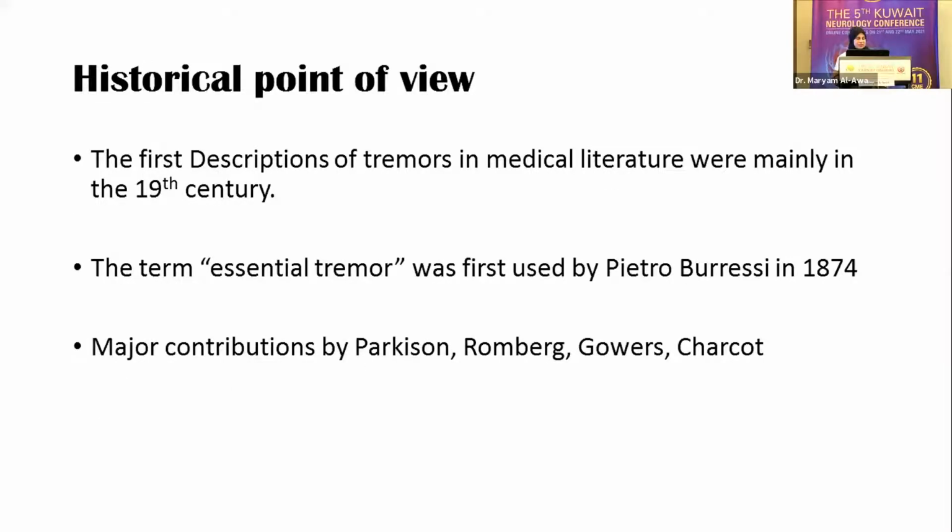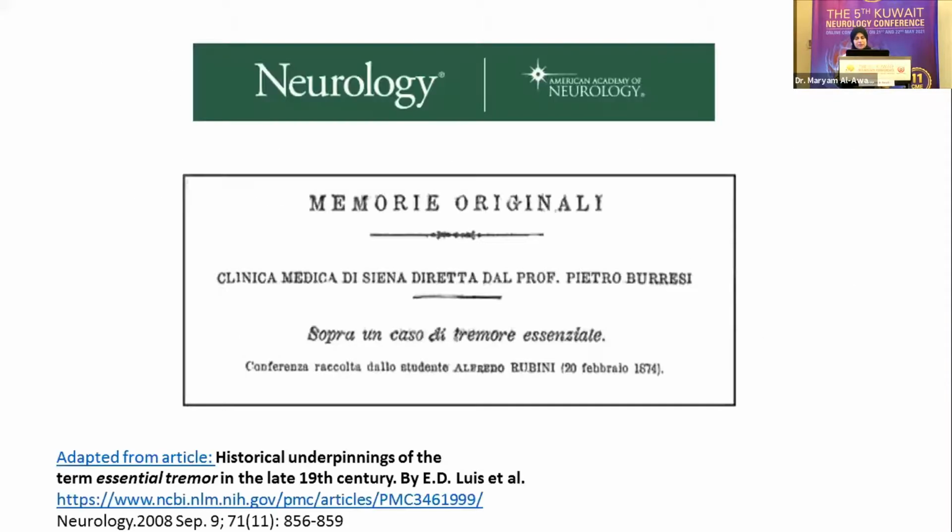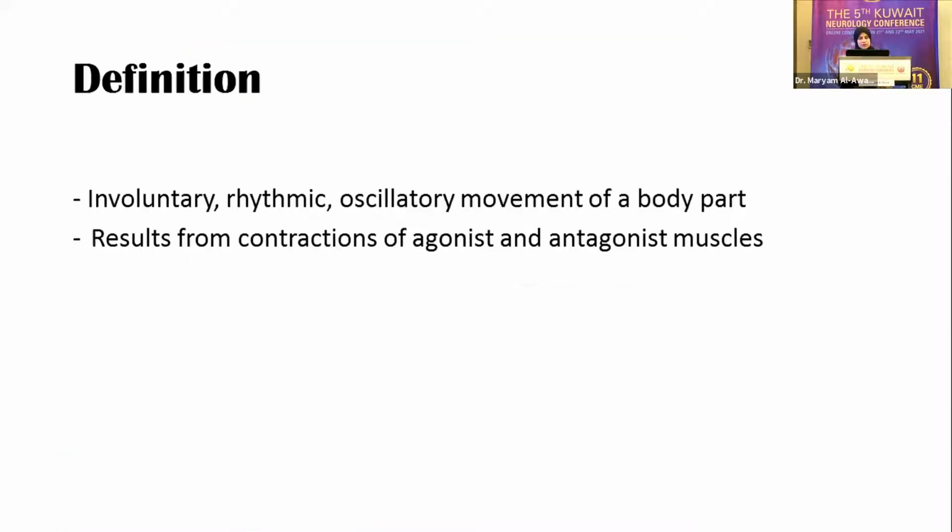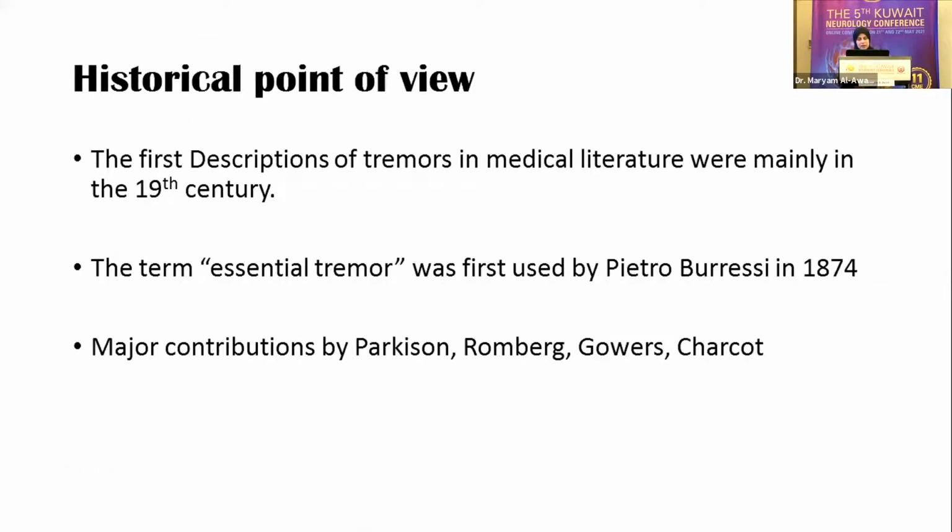First, we'll start with a little bit of history. The first descriptions of tremor in the literature, if you go back and review it, were mainly in the 19th century, in the 1800s. The term essential tremor was first introduced by an Italian doctor in 1874, and this is actually the cover of that journal. Of course, interestingly, there are many contributions by Dr. Parkinson, Gowers, and Charcot, and many others in the history of tremor.